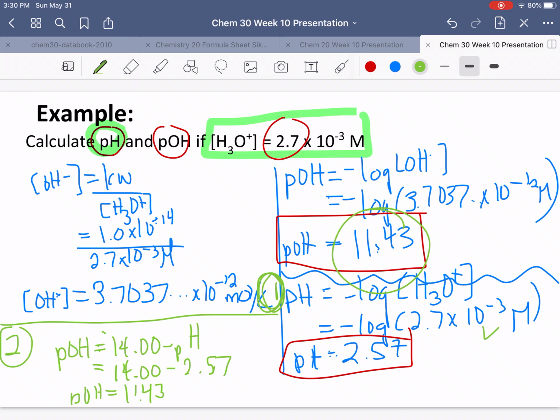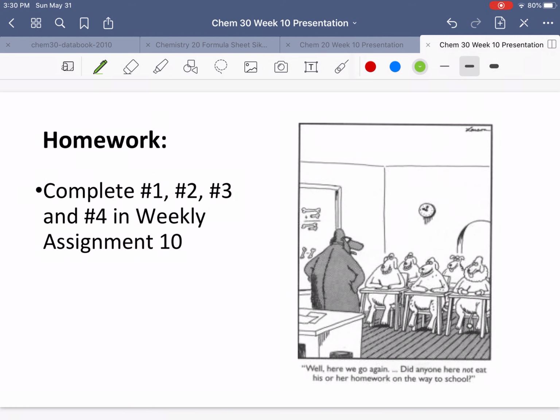Okay, like I said, review. Lots of stuff from Chem 20. I want you to practice this before we get into the new stuff, please, because you have to feel really, really confident in it for the remainder of our concepts for this week. And in all honesty, it's really important for our concepts going into next week as well. So do number 1, 2, 3, and 4 from your weekly assignment 10, and I will talk to you shortly in podcast number 2.